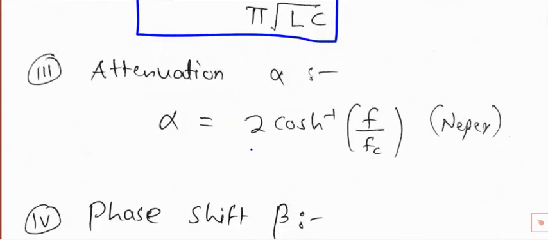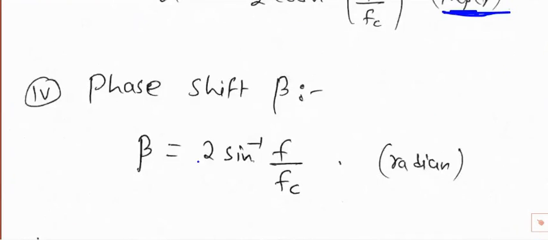Then your attenuation is given by this formula: 2 cosh inverse f by fc. The unit comes out as Napier. Here the important point is that the unit is Napier. So this formula also you are supposed to remember. Then phase shift is given by 2 sin inverse f by fc, and the unit is radian.